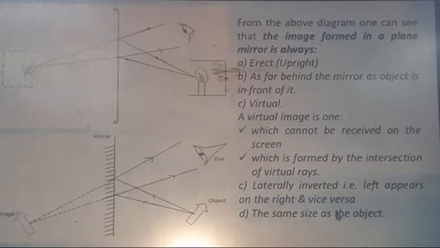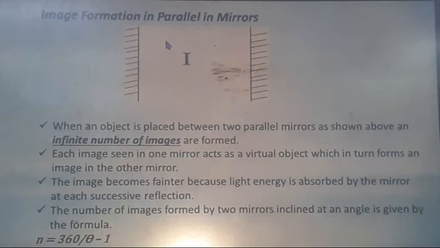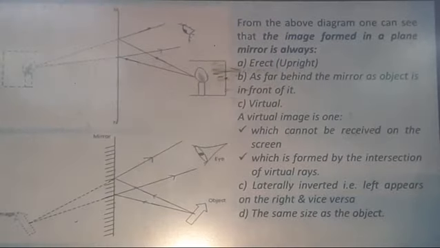Therefore, if this is my object at this point, the rays are going to strike on our mirror. Then they are going to be reflected as if they are moving from behind the mirror and come to our eyes. That's why when we are using a mirror, we see that the image is behind the mirror, due to reflection.